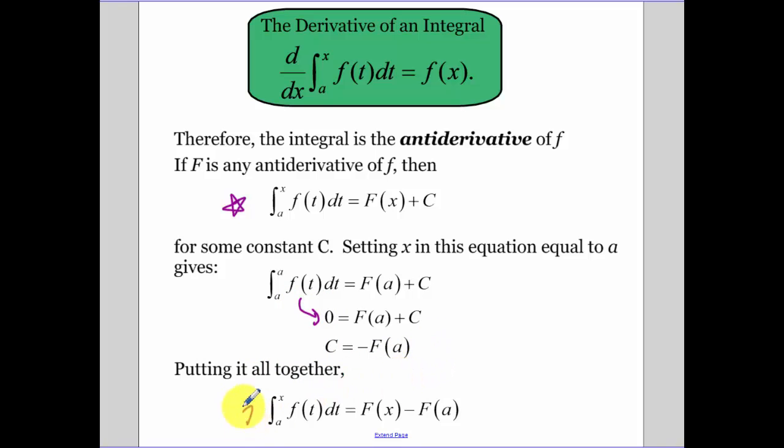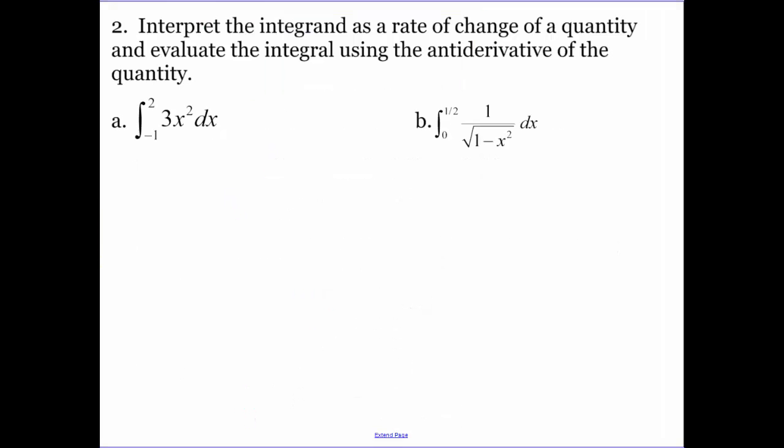So this is an important definition for you guys to remember. So that when I'm trying to find the area under the curve from a to some x value, you find the antiderivative function, and you plug in the x value, and you plug in the a value. So that's what you're really doing here. So interpret the integrand as a rate of change, which is really what we did on the last slide, and evaluate the integral using the antiderivative.